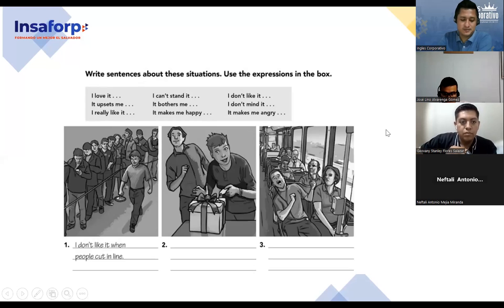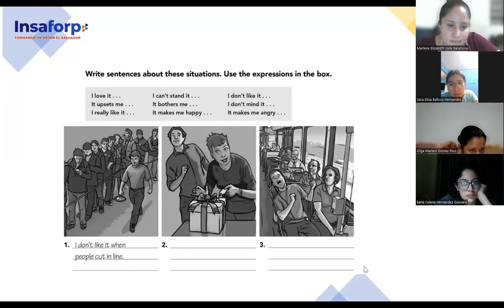Oh, look at these ones. So we're going to have some sentences here, if you see. And over here, we have some pictures, right? I love this one. Okay. I don't like it when people cut in line. Yeah, this thing happens, right? Yeah, at Selectos, that happens a lot, okay? That happens a lot, right? I don't like it when people cut in line.